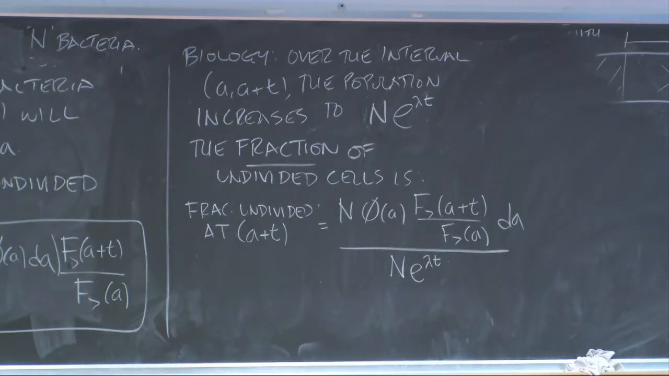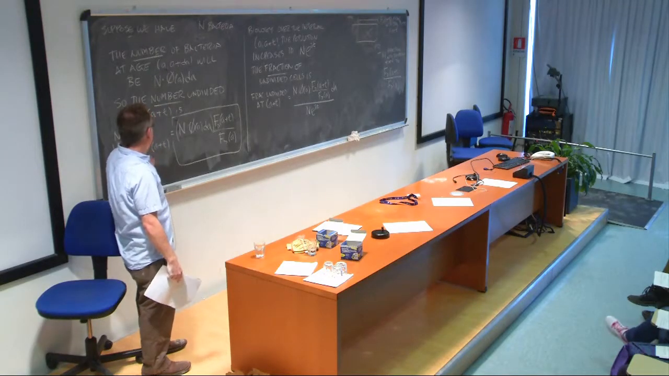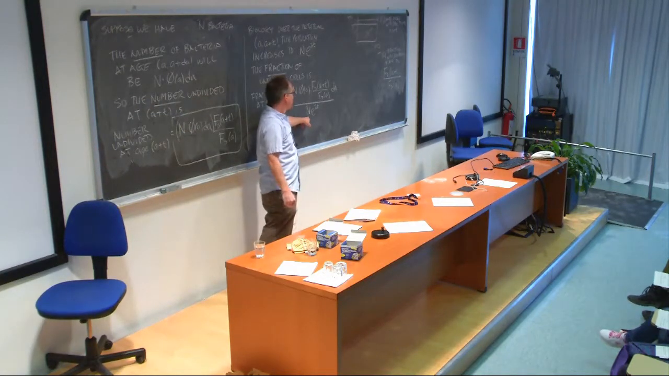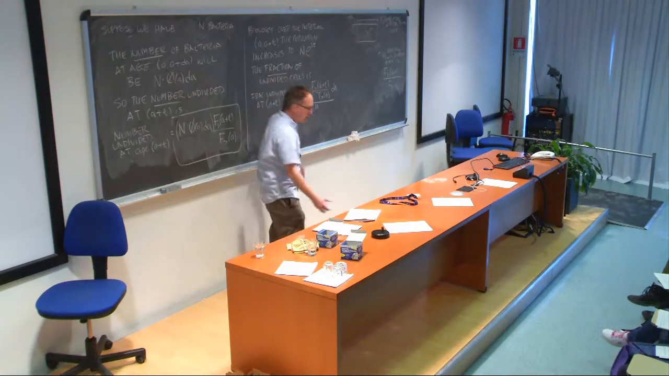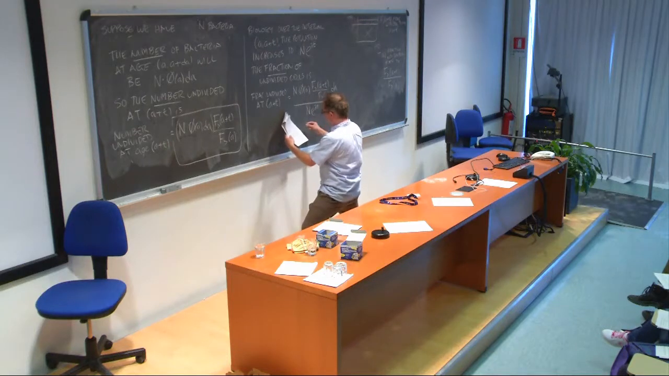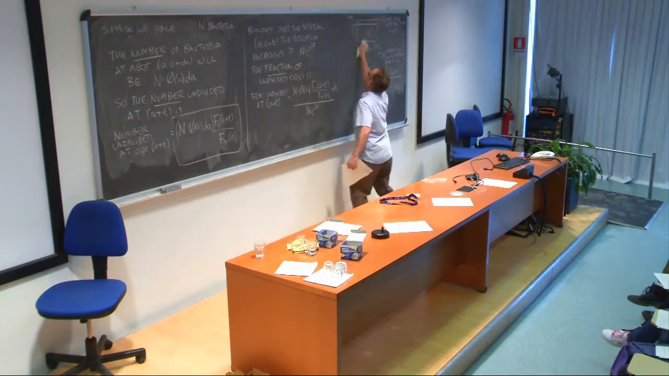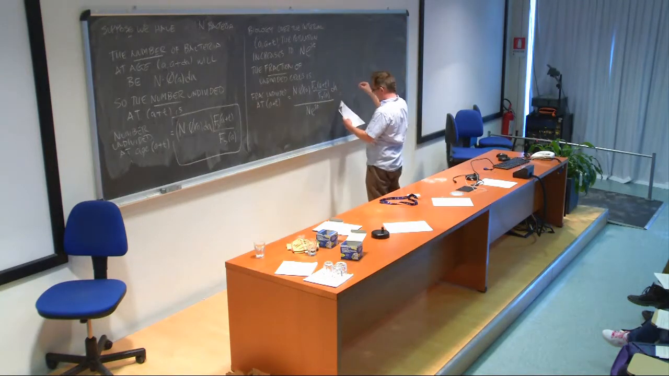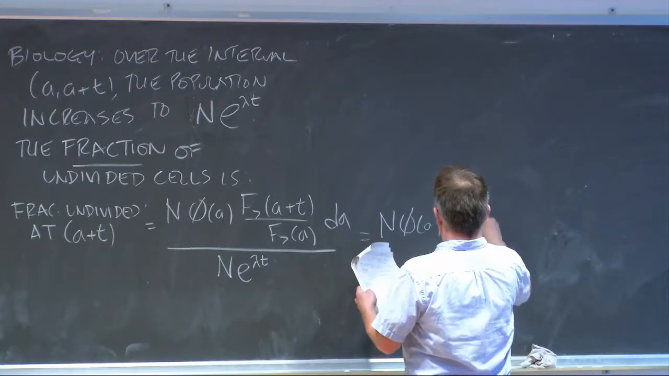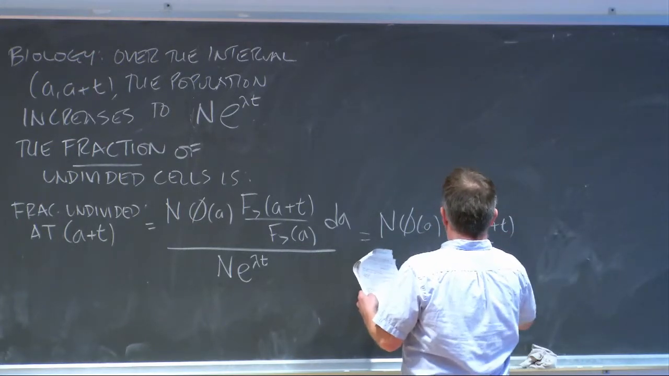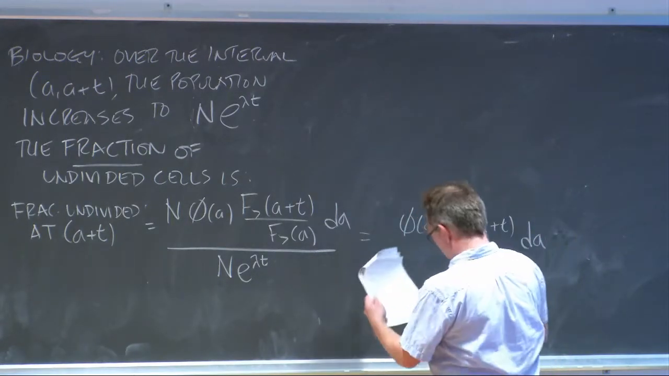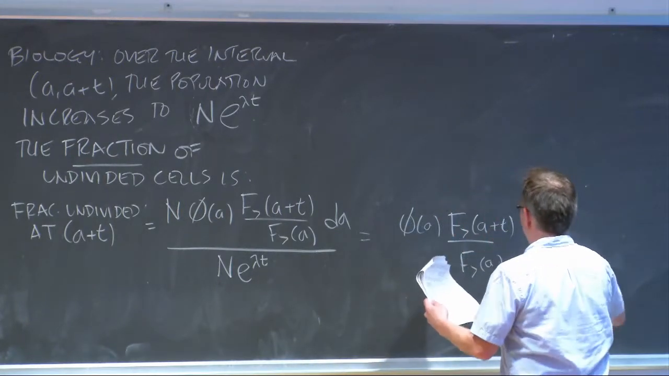All right, so this is the number that are undivided at a plus t, but this is the total population size at time a plus t. And so the fraction is dividing both of these. And so if I carry one more step, I will get, let me do it here. I will get n, phi of a, F greater than a plus t, F greater than a, d a. Oh wait, phi A, the N disappears. Phi, e to the minus lambda T.